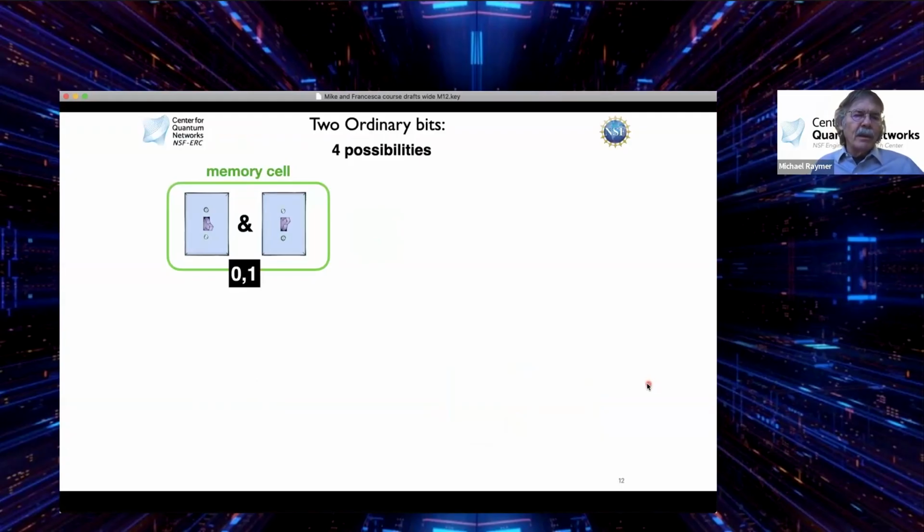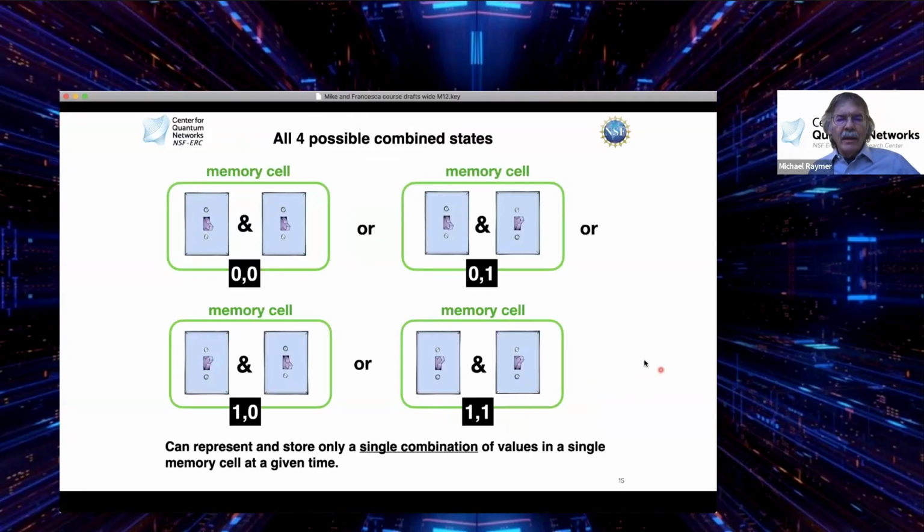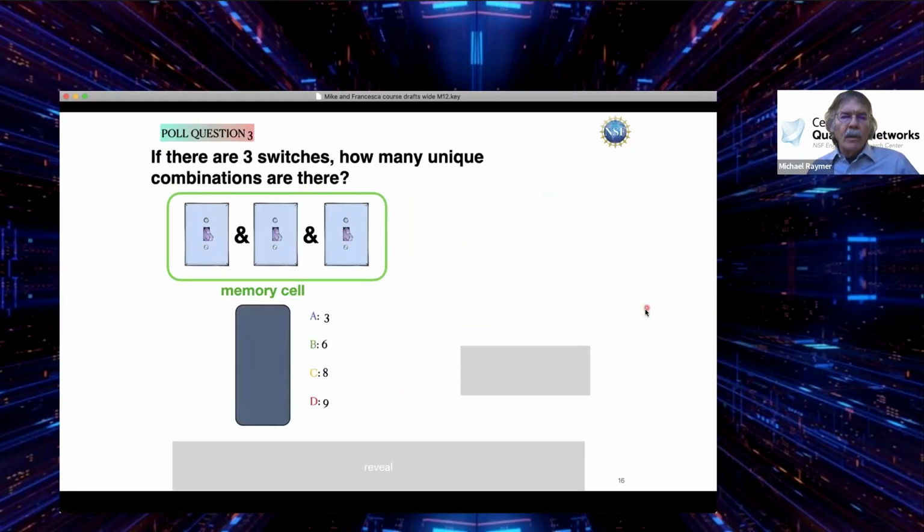Here's one possibility, 0, 0. Here's another one, 0, 1. Another one, 1, 0. See, I'm switching those switches. If they're both up, I have 1, 1. So that's our 4 possibilities, and here they are shown all together on one page. Okay, so the point is that if you have 2 switches in a memory cell, you can store one of these 4 combinations. But of course, you can't store more than 1 combination. You have to pick one or the other and only store one of them. And that's how computer memory cells work typically.